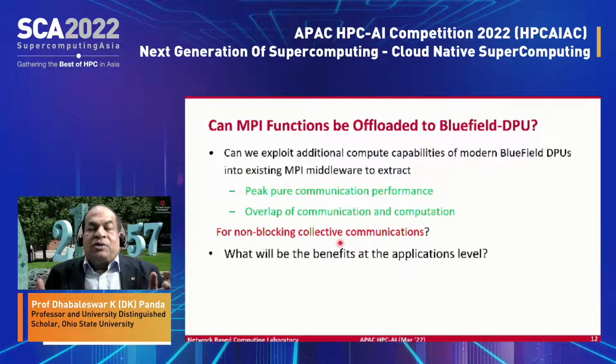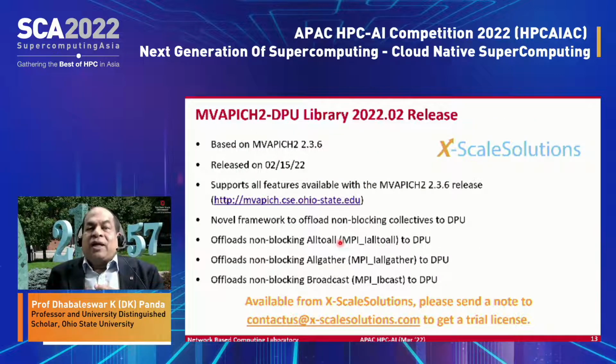There have been a lot of solutions in the literature, like host-based approaches or additional threads. But when you are using all the cores of the system, you don't get that much overlap. This is where the new DPU architecture gives a new opening to take advantage of. We have been working on this project for almost 1 year now. In fact, we have a complete solution. We call it MVAPICH2-DPU. This is being done jointly with X-ScaleSolutions.